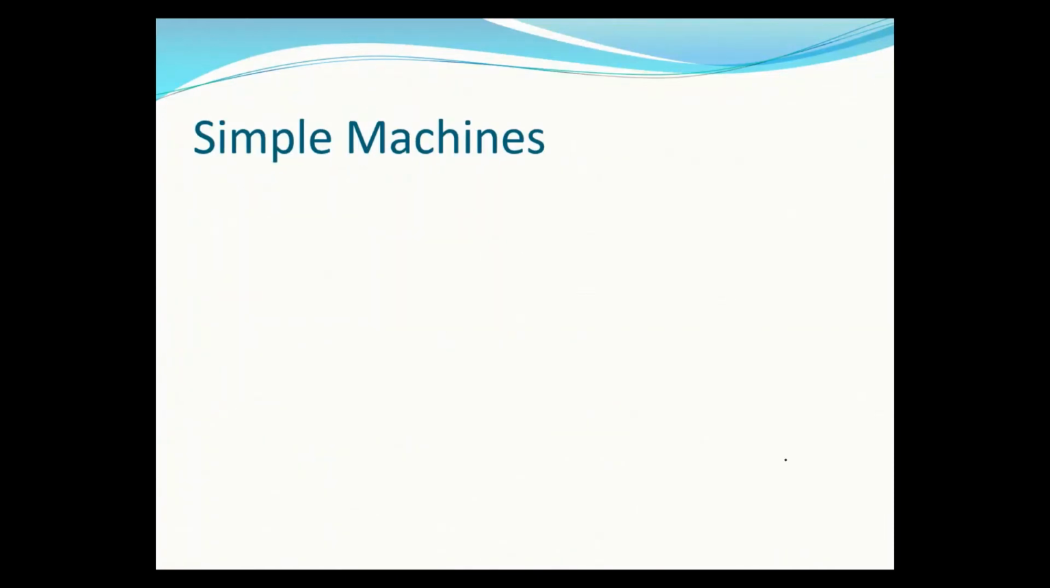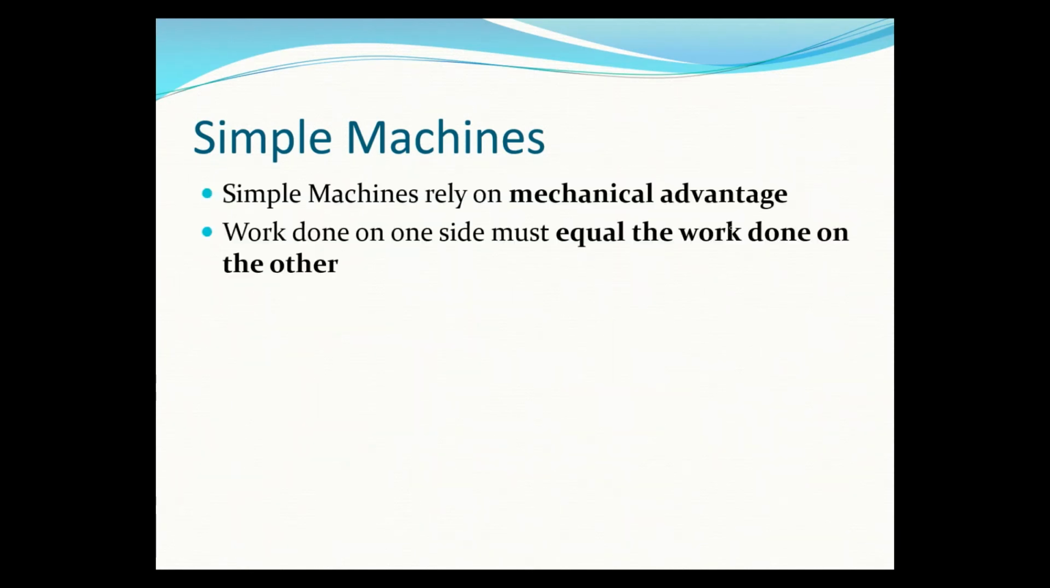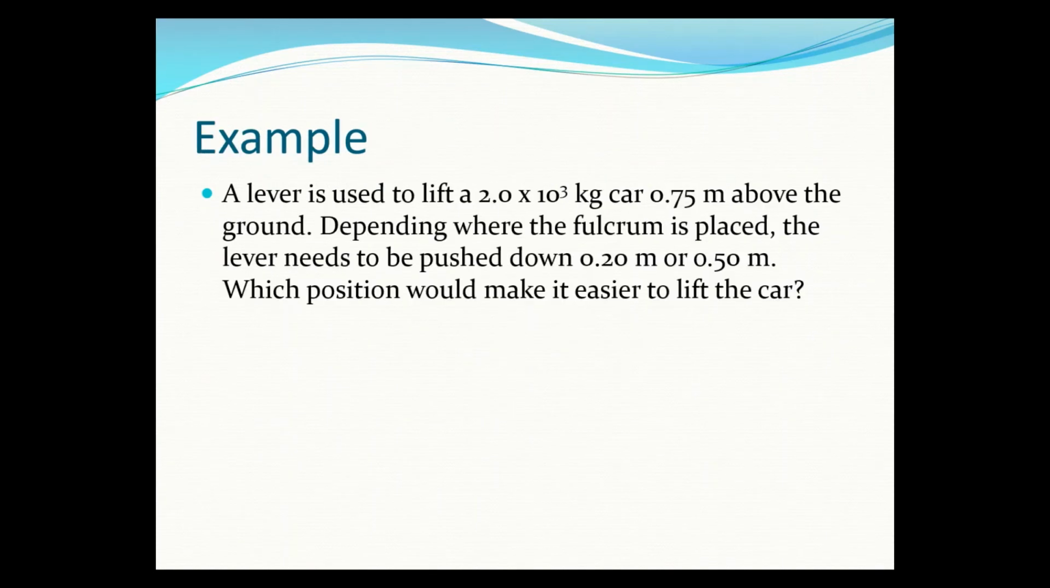Simple machines. Okay. Second last thing that we're going to talk about is simple machines. So simple machines are a good example of this work equals force times distance. They rely on mechanical advantage, so they make things easier. Work done on one side must equal work done on the other side. So we can say work on the left must equal work on the right. So let's do a simple machine question.